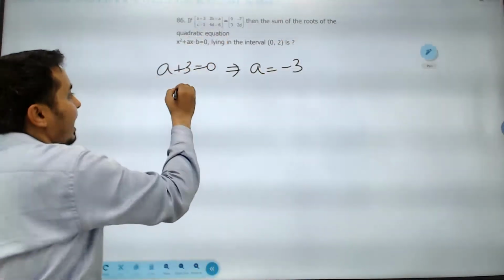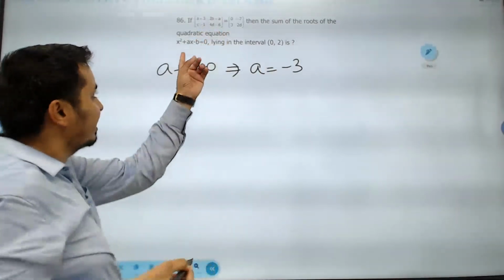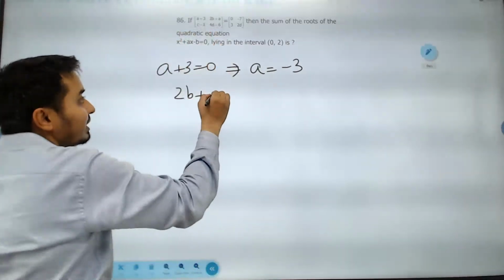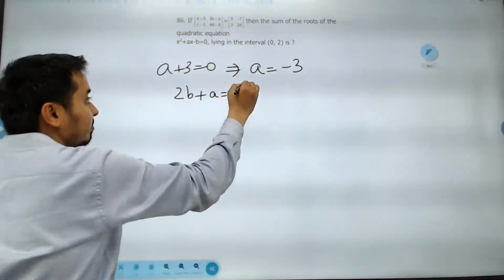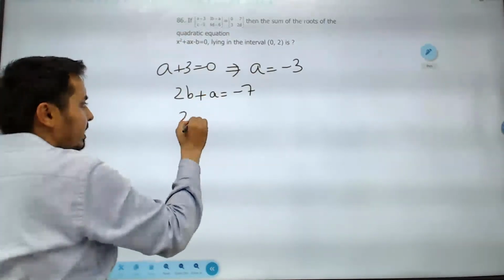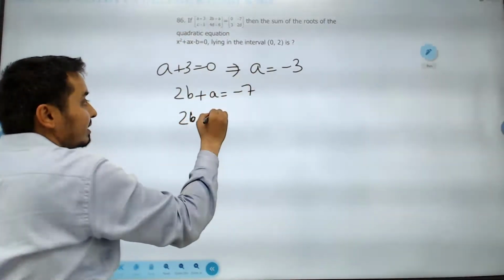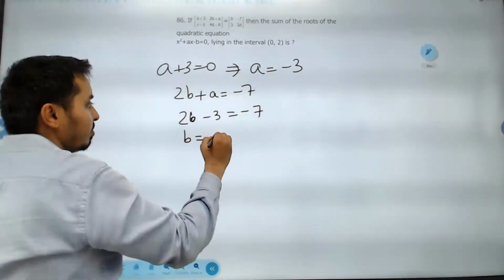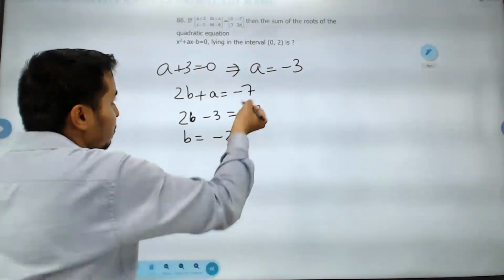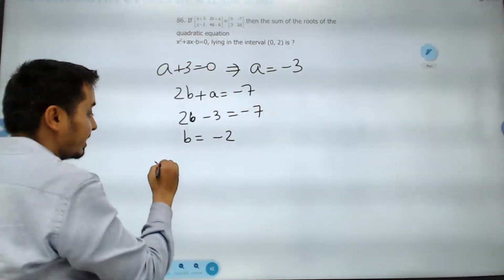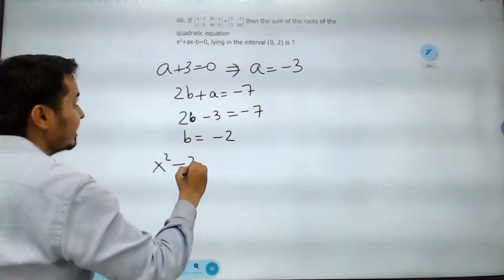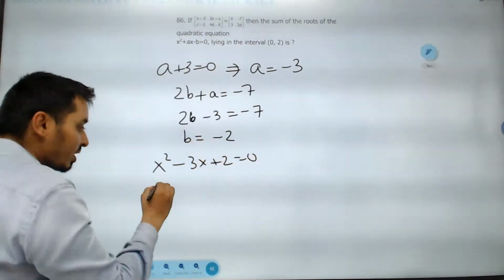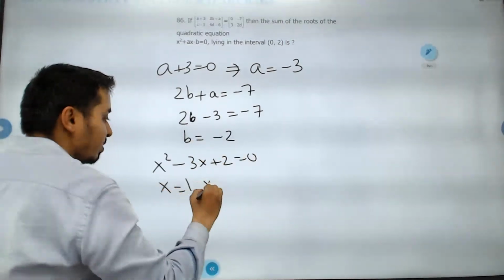And we have 2b plus a. c and d are irrelevant because in the equation we just have a and b, so we just need to find a and b. 2b plus a is minus 7, and we have the value of a already, so 2b minus 3 is minus 7. This gives us b is minus 2. Now when you plug in the values in this equation, you get x square minus 3x plus 2 equals 0. If you solve this quadratic, you will get two roots, x is equal to 1, x is equal to 2.